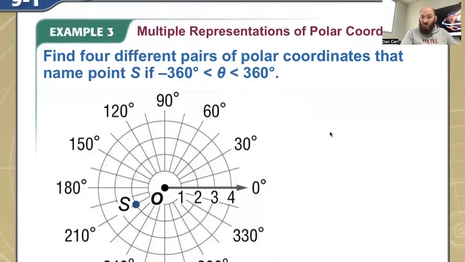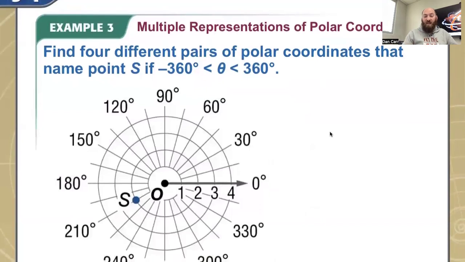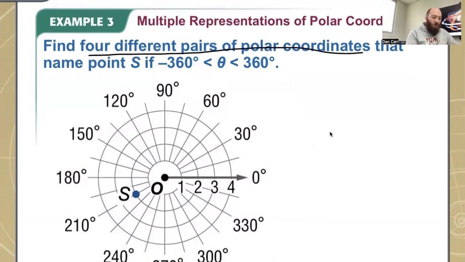Multiple representation. So you've kind of seen what we've done with our positive and negative r's here. If we want to find 4 different pairs of polar coordinates that name point S, if we are going from the interval -360 to +360, take a look at where point S is.